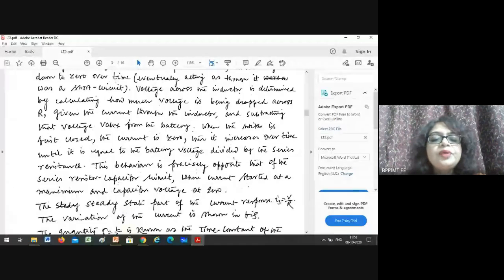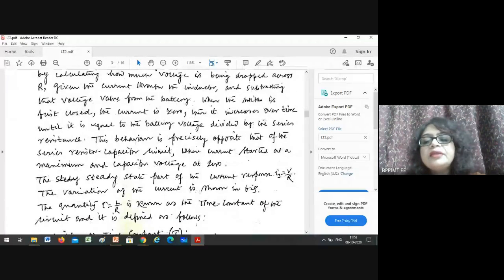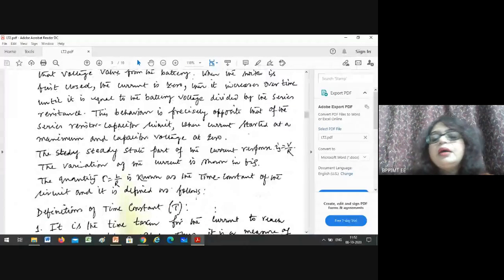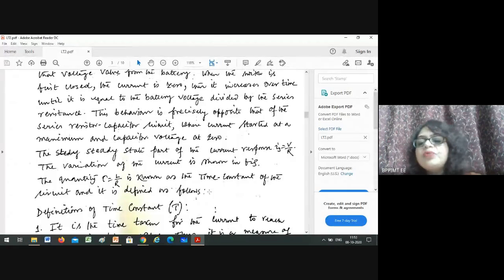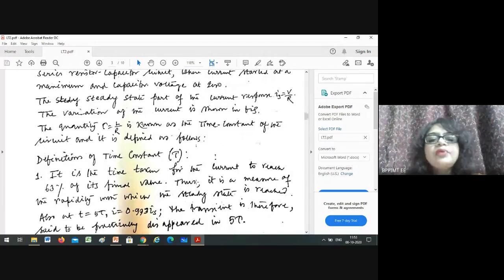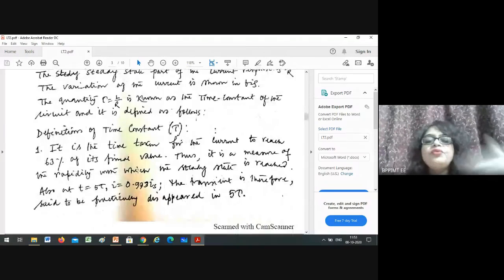The steady state part of the current response is equal to V by R. The variation of the current, I will show it. The quantity tau equal to L by R is known as the time constant. Everybody is acquainted with the time constant. Then what is the time constant? It is the time taken for the current to reach 63% of its final value, right? Thus, it is a measure of the rapidity with which the steady state is reached. And also at t equal to 5 tau, I equal to 0.993 IS.